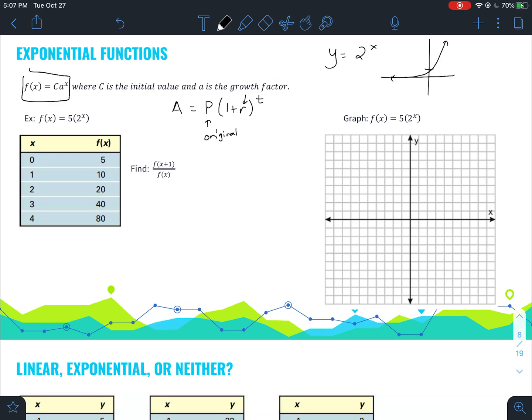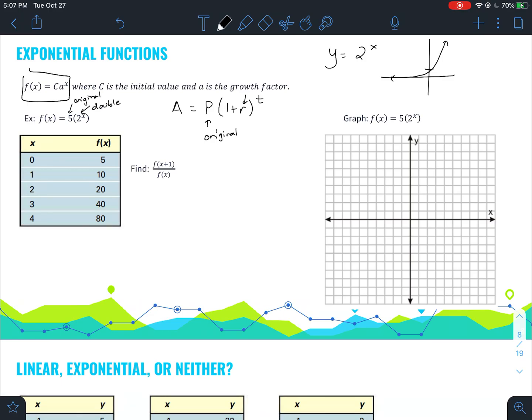And then a is how much it's growing each time. So for instance, if we wanted to evaluate 5 times 2 to the x, 5 is going to be your original amount, and 2 is your growth factor. So that means it's doubling every time.